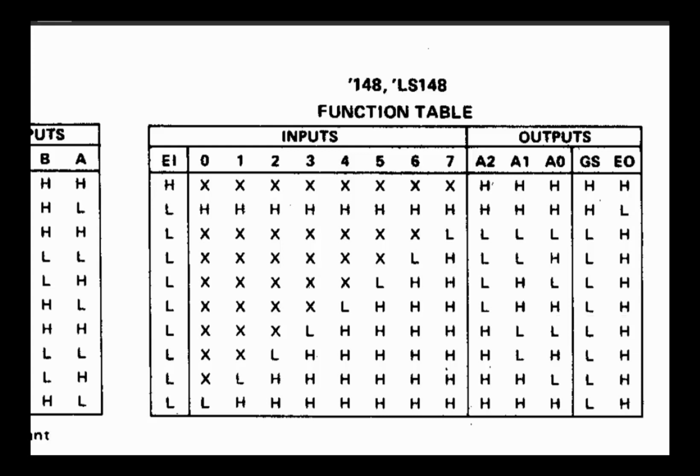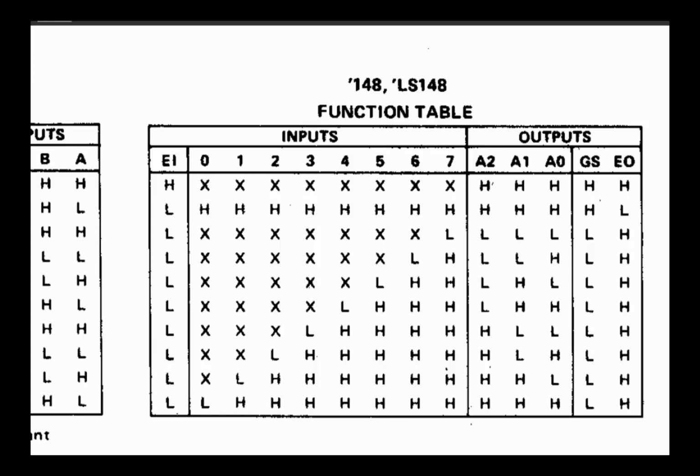So if you count from here, it's 1, 2, 3, 4. Actually, it's from here: 0, 1, 2, 3, 4. That happened to work out. It would be 7, 6, 5, 4. So line 4 would have been 1, 0, 0, but since it's active low, it's inverted.